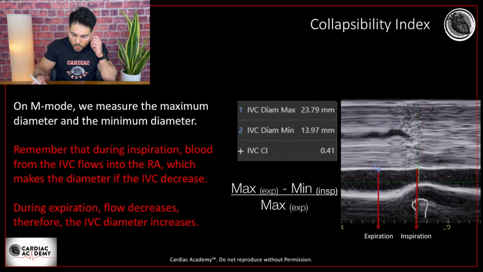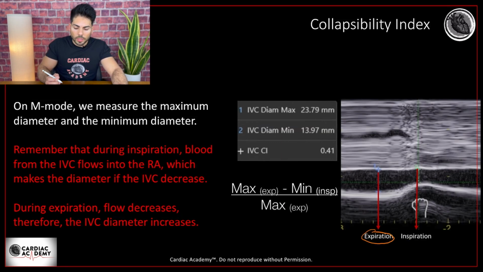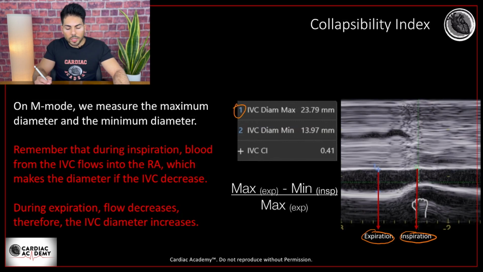So here on M mode, you can see during expiration, it's gonna be wider. Then you take a deep breath, intrathoracic pressure decreases, preload from the IVC into the atria collapses the IVC like we see here, and then you get the two numbers. You have a maximum dilation, which you have right here, and then you have a minimum dilation.